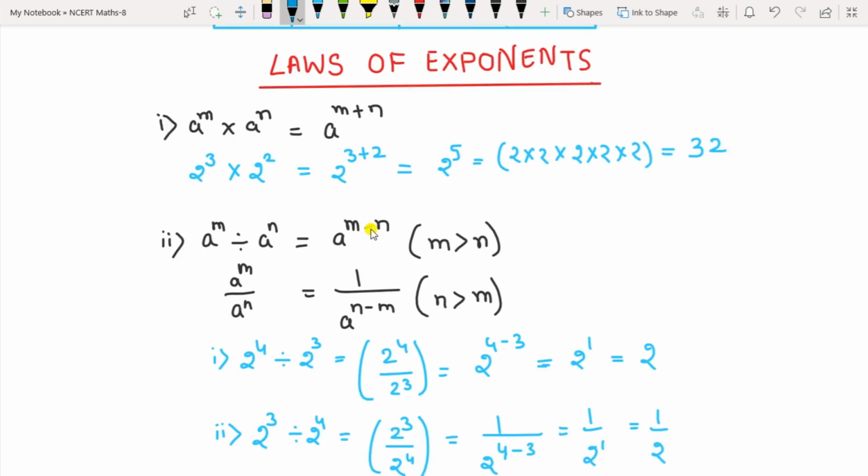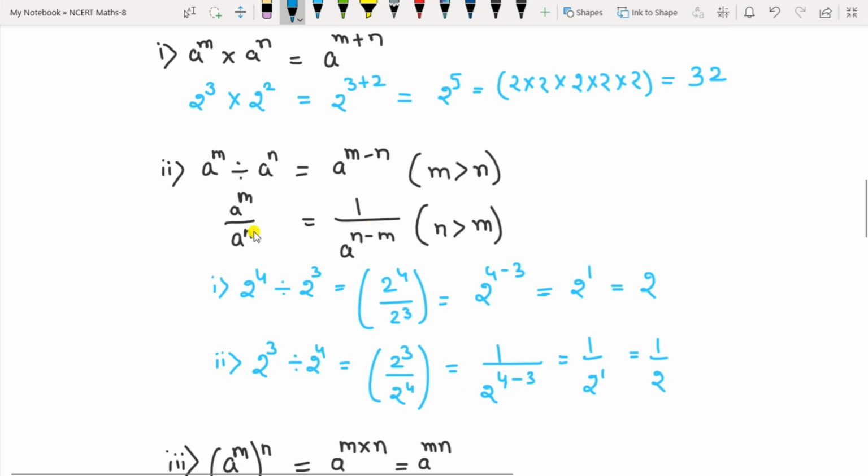Now it depends upon which power is greater. The other one will move to that side. So a raised to m divided by a raised to n gives a raised to m minus n. If, for example, m is greater than n, then it will be m minus n. And if n is greater than m, here m will come at the denominator, so it will be 1 upon a raised to n minus m.